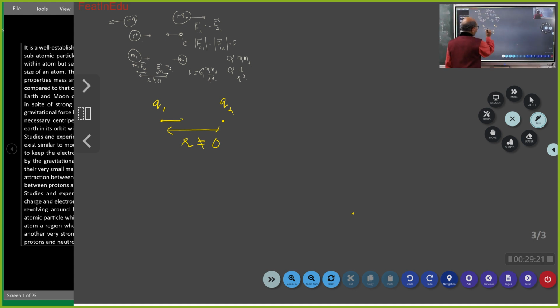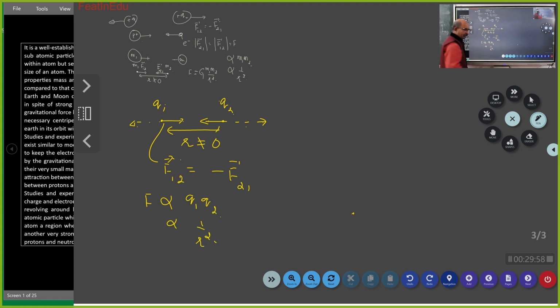So the force can be like this, or it can be like this. If Q1 and Q2 are of the same type, then the forces will be repulsive. If they are of different types, then it will be attractive. And this force, F12 bar, and here it is F21 bar, they are equal and opposite. Same. Now here the force is proportional to the product of the charges and inversely proportional to the square of the distance. Only thing is, point charges. Got it?